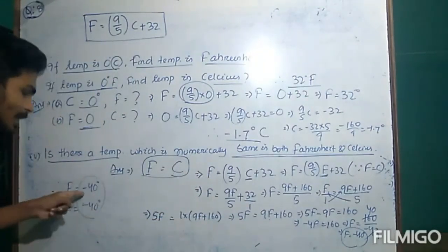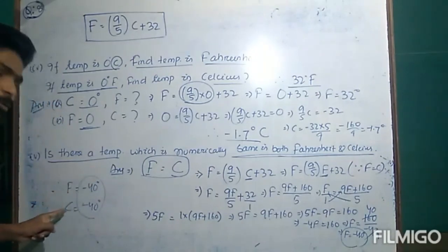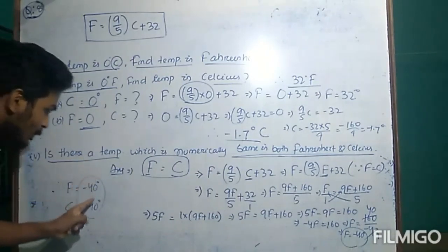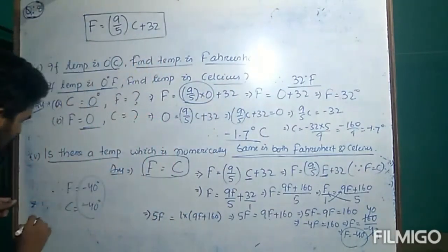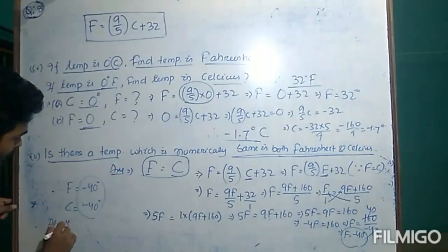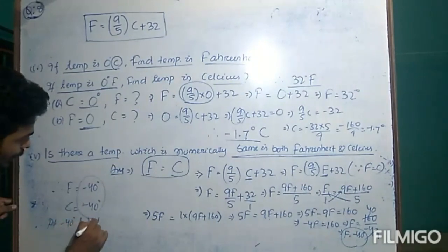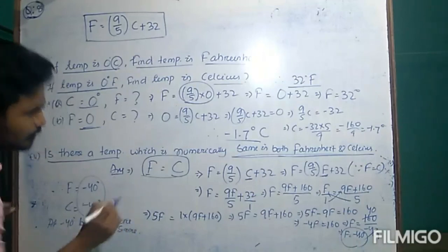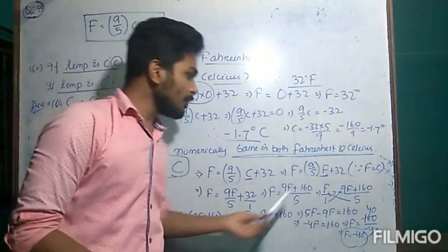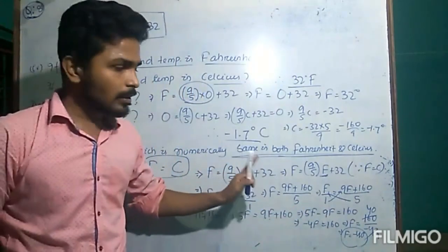So what is the particular temperature at which F and C are equal? At temperature minus 40 degree, both F and C are equal. This is the result. So at minus 40 degree, both F and C are same. Understood? You have to carefully watch the calculation, how it is done. Right?